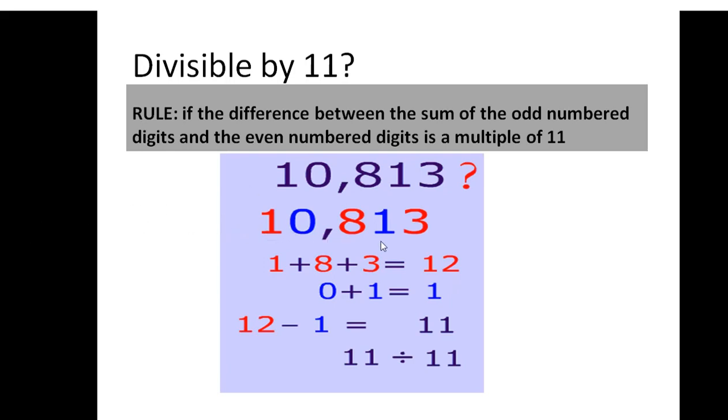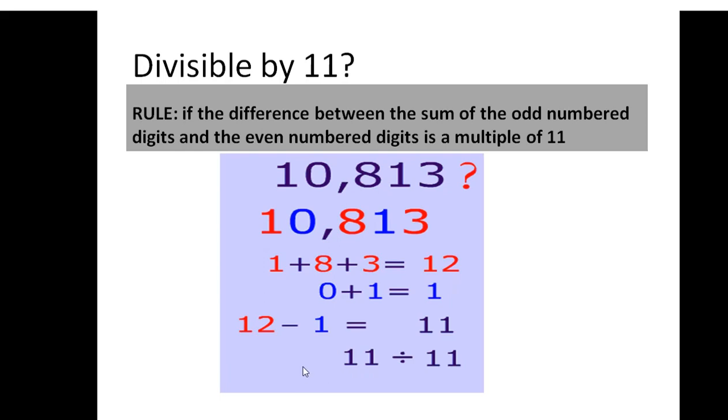Then even ones are 2, 4, 6, 8. All these are even numbers, so that is colored in blue. Those numbers you have to add separately. Odd numbered digits and even numbered digits you have to add separately. So you are taking the odd ones: 1 plus 8 plus 3 equal to 12. Then the even numbered, it is 0 plus 1. The blue colored are the even numbered digits, so you take them separately and add. So it is 1. So 12 minus 1.